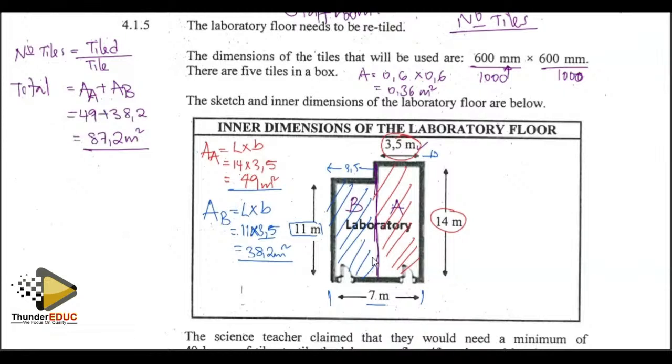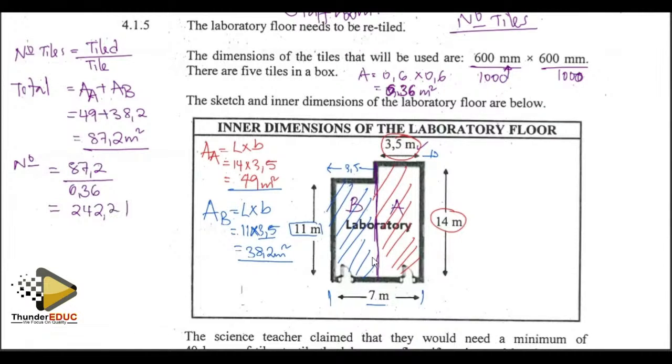87.2. Now here we go ahead. Number of tiles, we shall say area to be tiled divided by the area of only one tile. When we want to find out how many tiles, divided by 0.6, you get the answer 242.2. Remember, these are tiles.